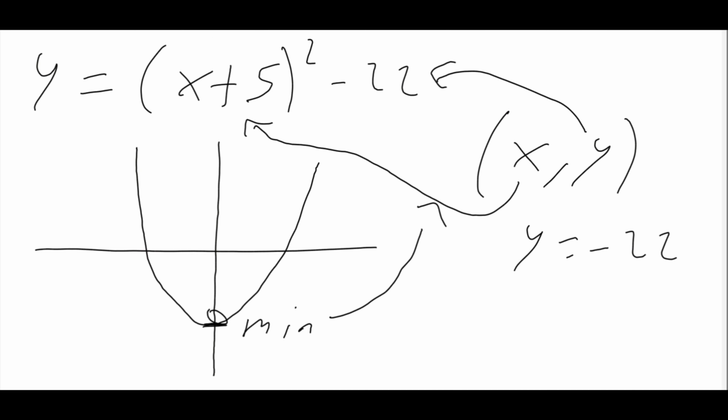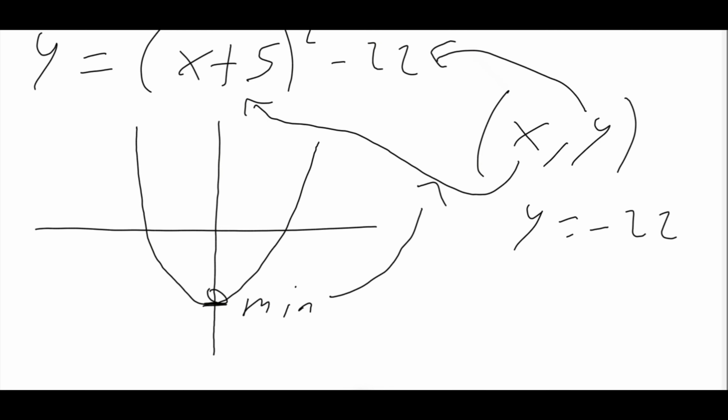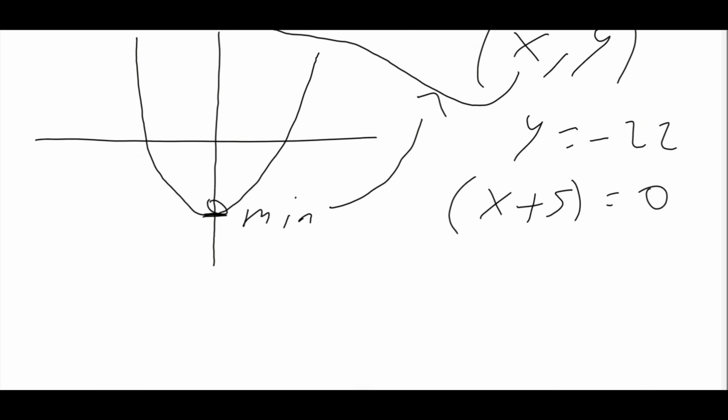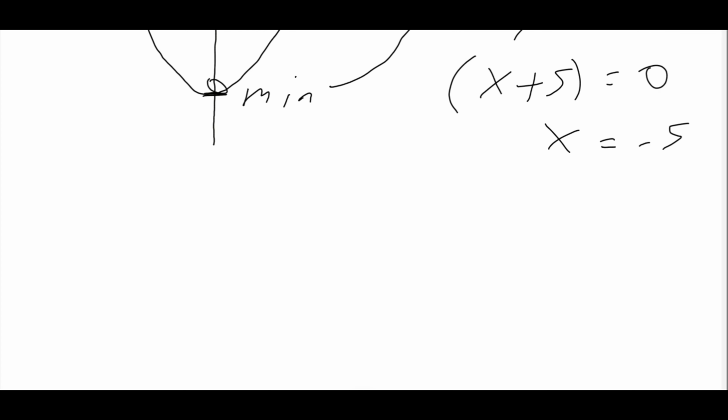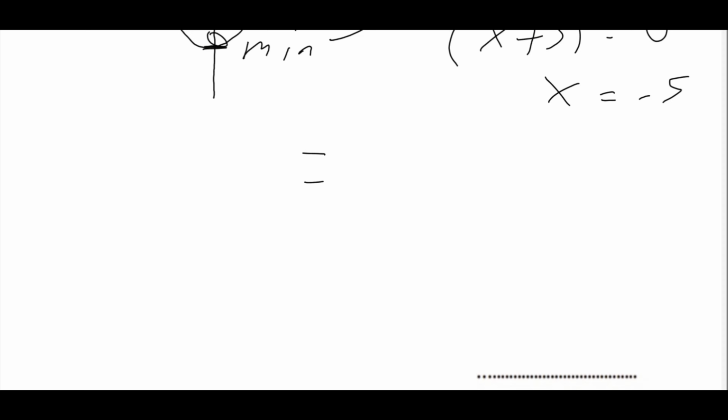We have to equate it to 0. So we'll have x + 5 equal to 0, which will give us the trivial answer of x = −5. And that is the final coordinate of our minimum point. Our final coordinate will be (−5, −22). And as you can see, this is congruent with what's happening on the graph.